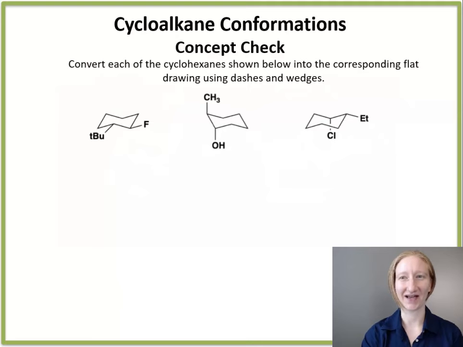In this question, you're asked to convert the chair drawings into flat drawings using dashes and wedges. I like to start by numbering the carbons and then making a note to myself to indicate if each group is an up or a down group. Then I draw the flat cyclohexane and number those carbons. When I number the ring, I'll be sure to number clockwise in both cases.